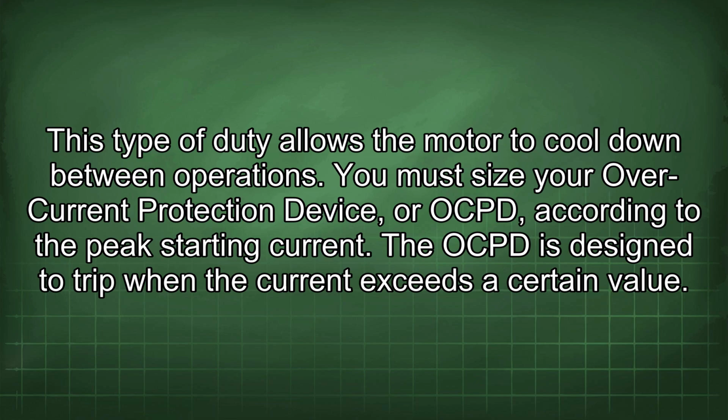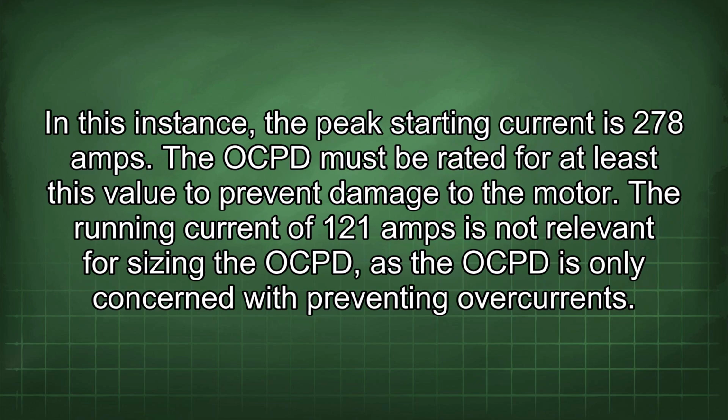You must size your overcurrent protection device, or OCPD, according to the peak starting current. The OCPD is designed to trip when the current exceeds a certain value. In this instance, the peak starting current is 278 amps. The OCPD must be rated for at least this value to prevent damage to the motor.